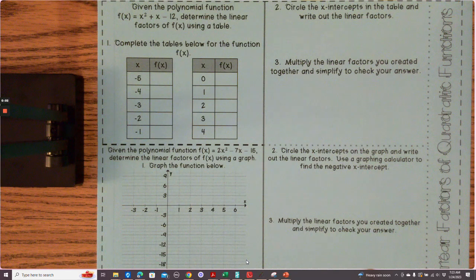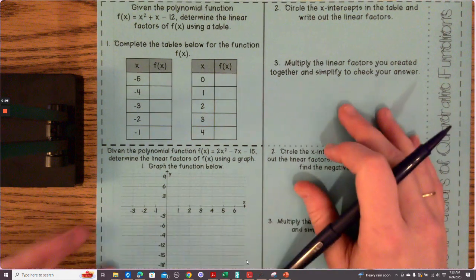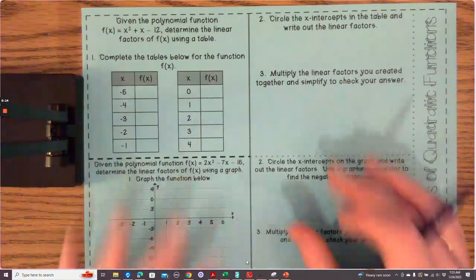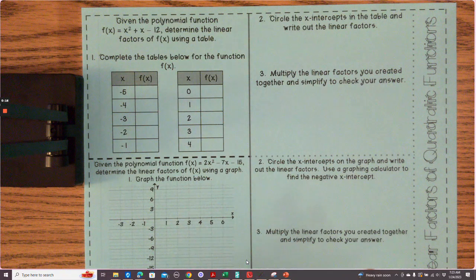This video is for the linear factors of quadratic functions notes. So what we're going to do is find the linear factors of a quadratic from a table and using a graph. So given the polynomial function x squared plus x minus 12, determine the linear factors of f of x using a table.